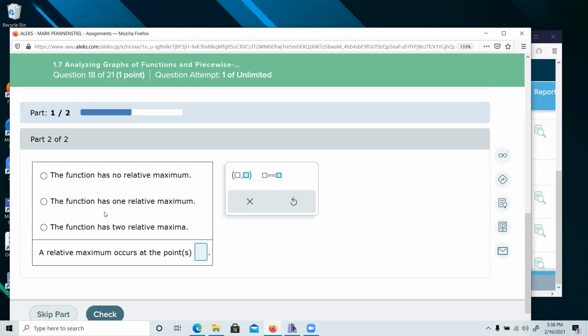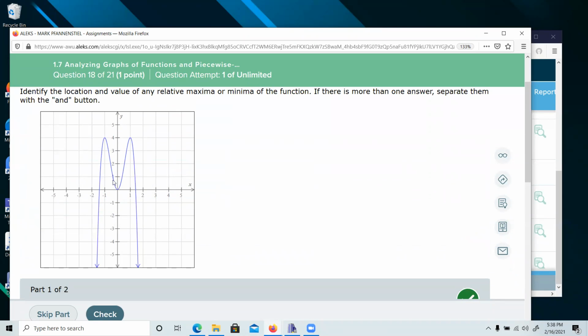And relative maximum actually has 2 relative maximums, right? And by the way, this is an even function too, isn't it? If I fold this side off to the other side, it has that symmetry. So we're at -1, 4. We're also at +1, 4.